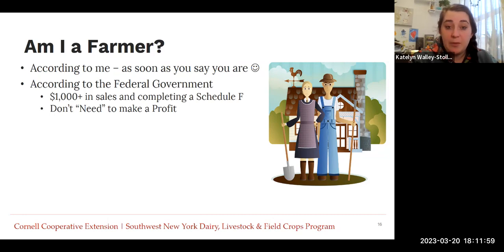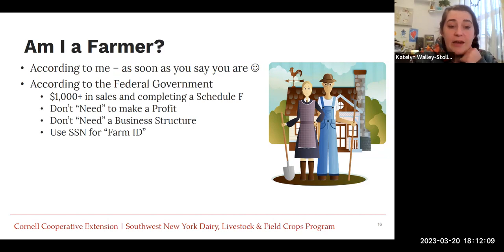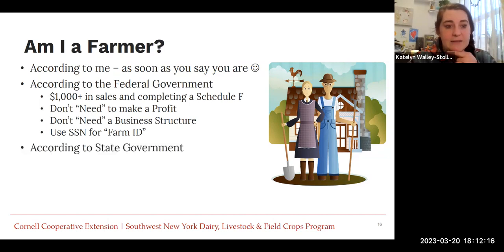You don't need to make a profit to be a farm business. You don't need to have a business structure, so you don't have to be an LLC. You don't have to be a corporation to be a farm business. And you don't need to have a farm ID. Your farm ID can just be your social security number. We'll talk a little bit about why that is.